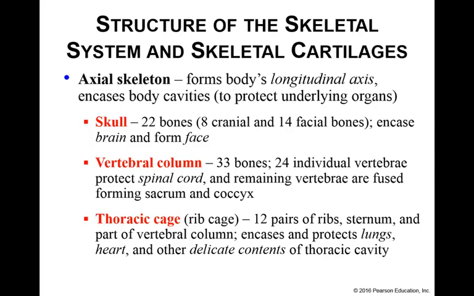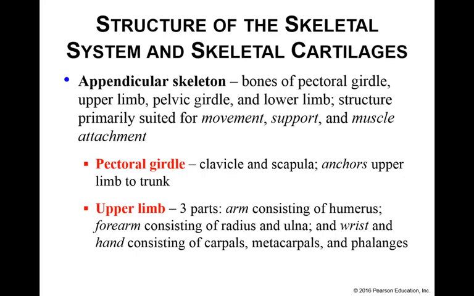And then you have the thoracic cage, or you probably have heard this called your rib cage. You have 12 pair of ribs, a sternum, and of course the thoracic vertebrae of the vertebral column. The thoracic cage protects the lungs, the heart, and other delicate organs of the thoracic cavity.